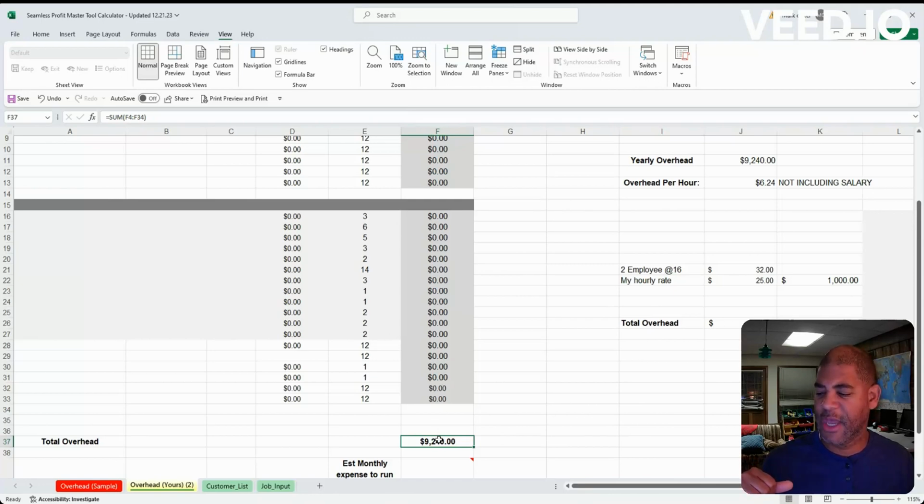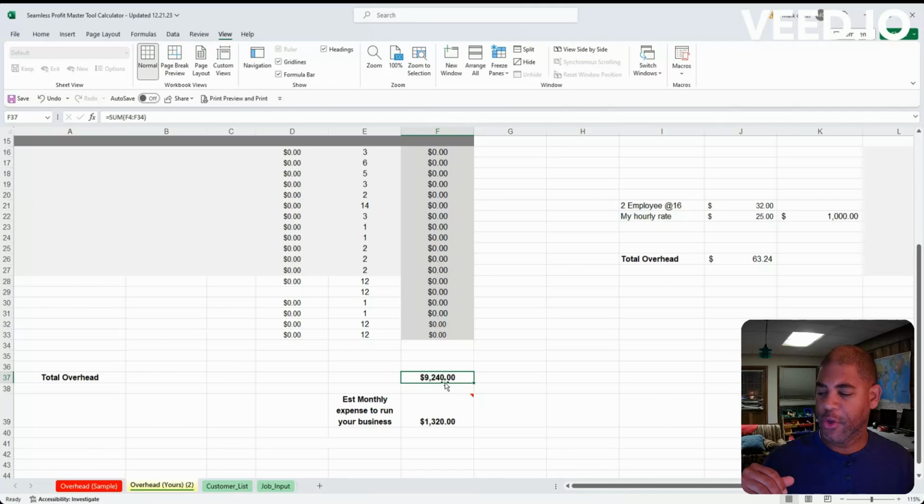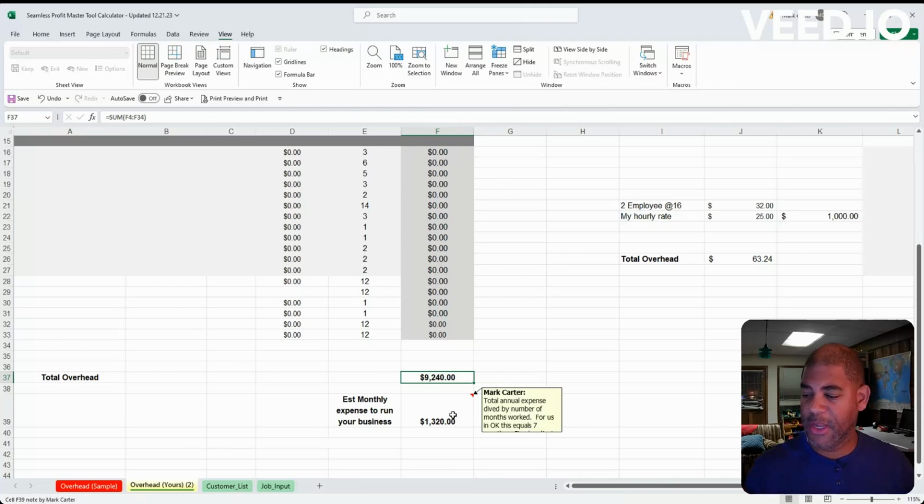So once you get all that filled out, you're going to come up here with the total figure. I divide this right here by the total number of months that you work. So if you're going to work 7 months like we do here in Oklahoma, it's going to take this total number divided by 7 months, and that's how you get to 1320. So if you're someplace in the South where you work 10 months out of the year, you're going to divide this large number by 10.